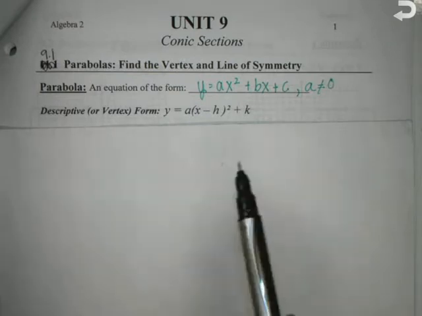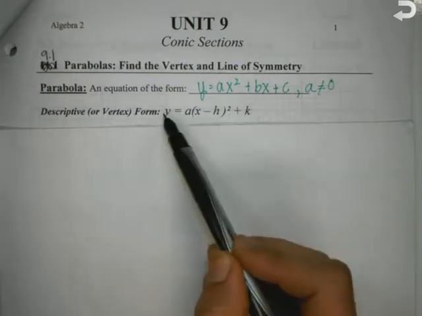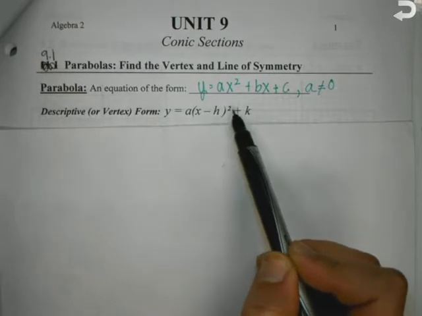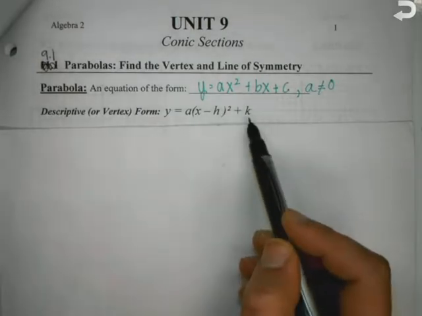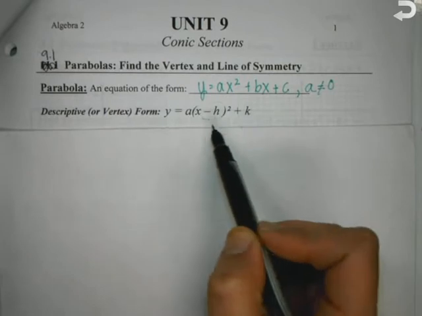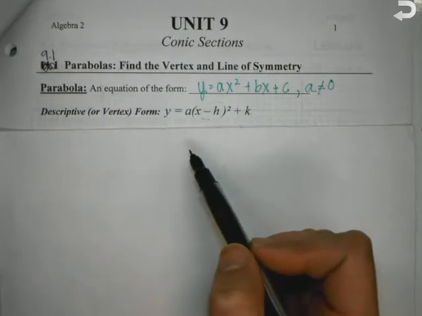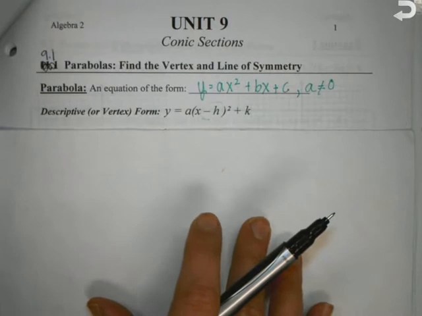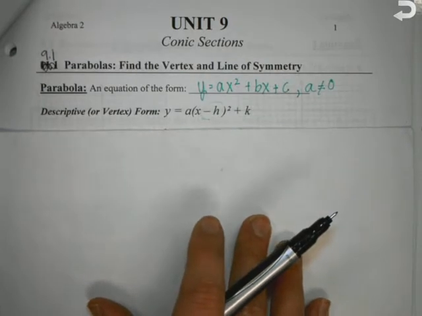Okay, so now we did talk about the descriptive or vertex form. We've already talked about this when we did parabolas. That was y equals a times (x minus h) all squared, plus k. Remember that? And remember, something special about that negative h, the graph is the opposite of that because of the negative sign. So that was vertex form, in which we didn't have to do any work to graph it.